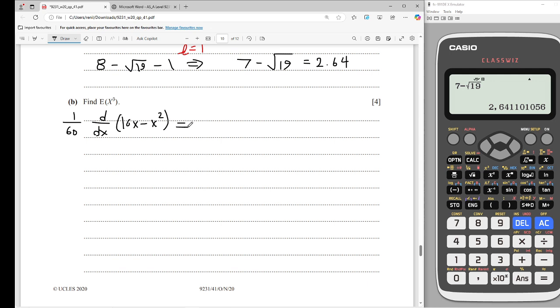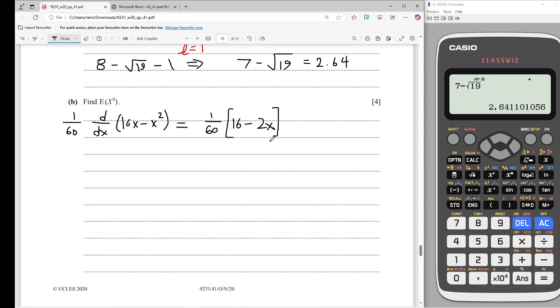When you differentiate this, we're going to get 1 by 60 times 16 minus 2x. Okay, so now that we have this already, now we just need to differentiate.